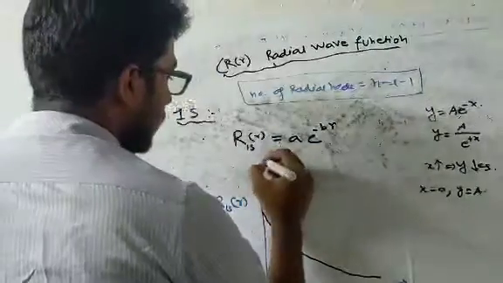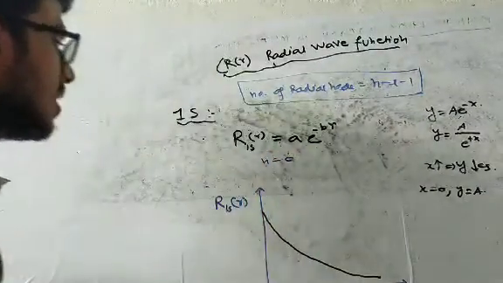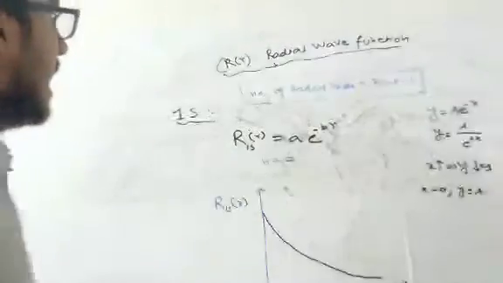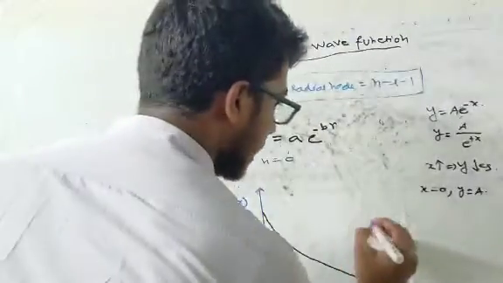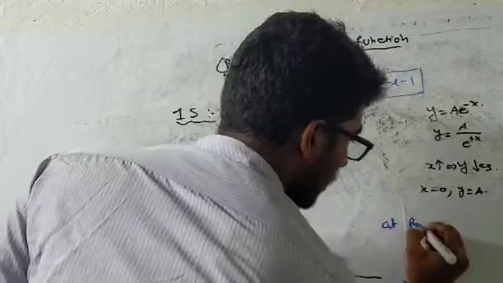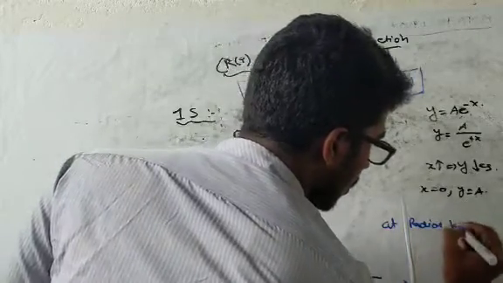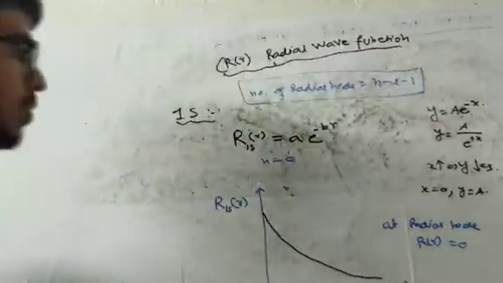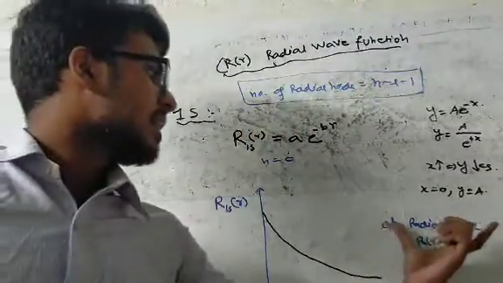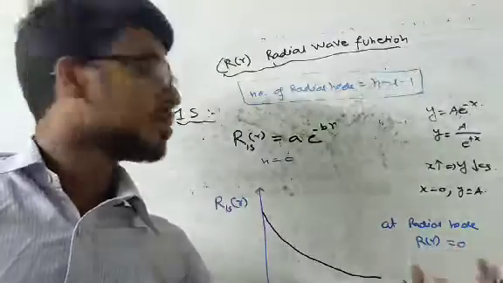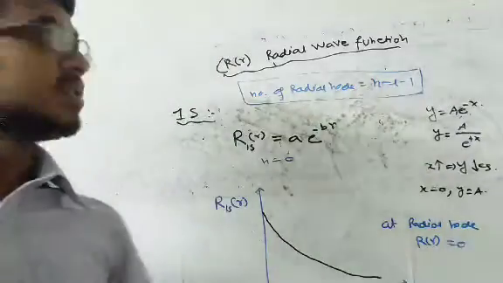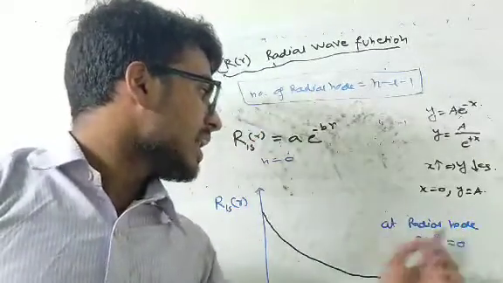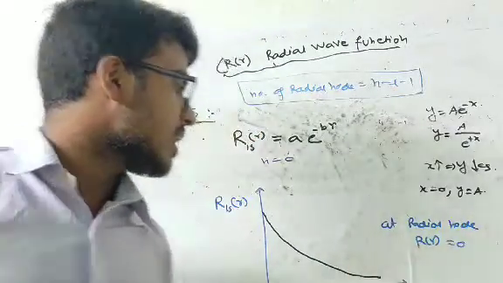So the number of nodes equals 0. We all know that at the radial node, R(r) value equals 0. This thing we discussed in the previous video, in the video on nodes. So at the radial node, R(r) equals 0.